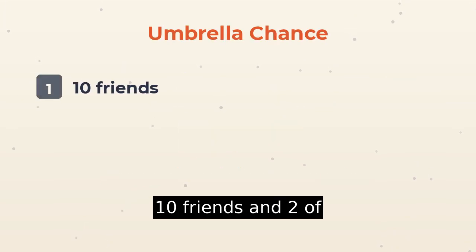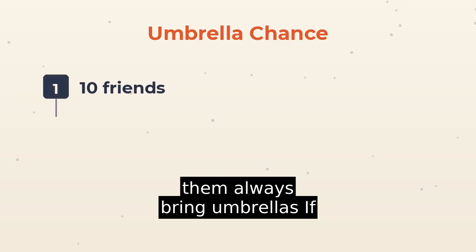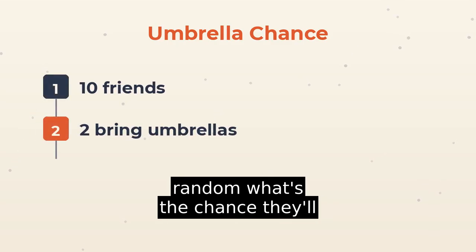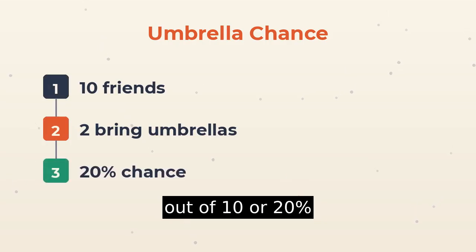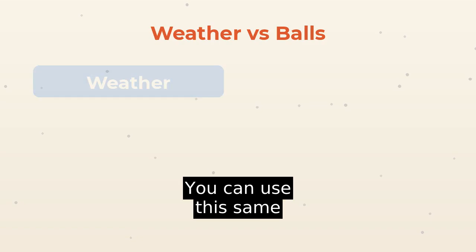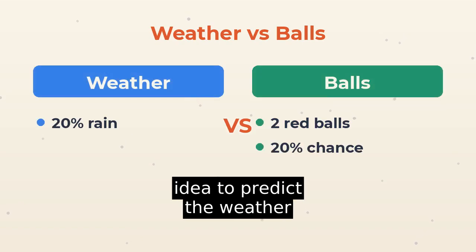Imagine you have 10 friends, and 2 of them always bring umbrellas. If you pick one friend at random, what's the chance they'll have an umbrella? It's 2 out of 10, or 20%. You can use this same idea to predict the weather.